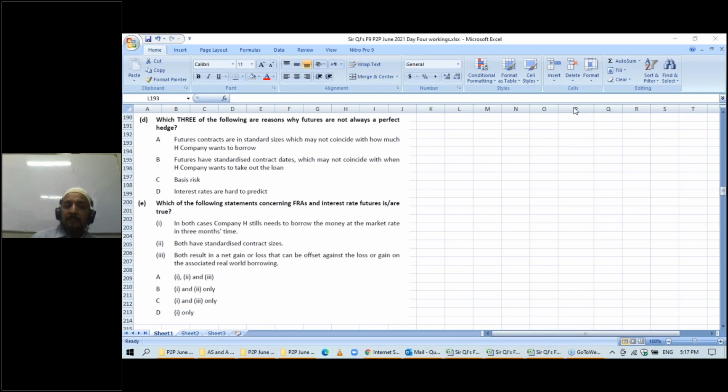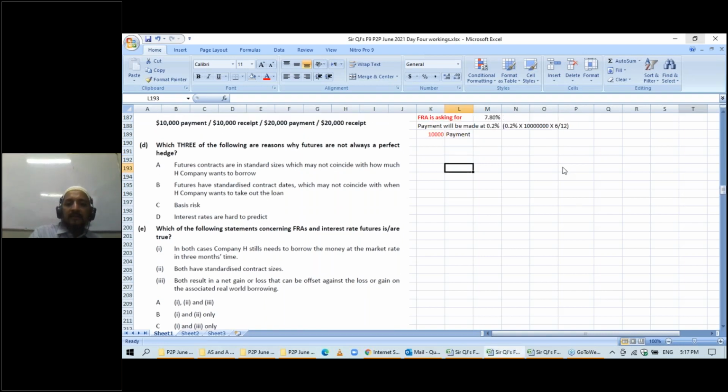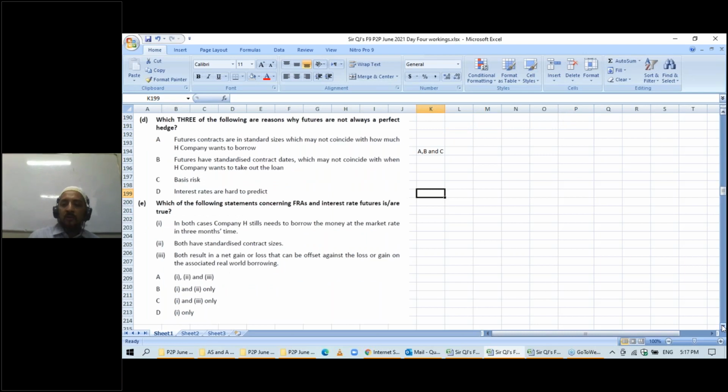So A, B, and C, all of the three are correct. And D says that interest rates are hard to predict. So it's a fact. That's not a feature connected to futures. This is a feature connected to all items and any contract that may exist. So ABC is the correct answer. The three correct answers are A, B, and C. So the first three are actually the features.